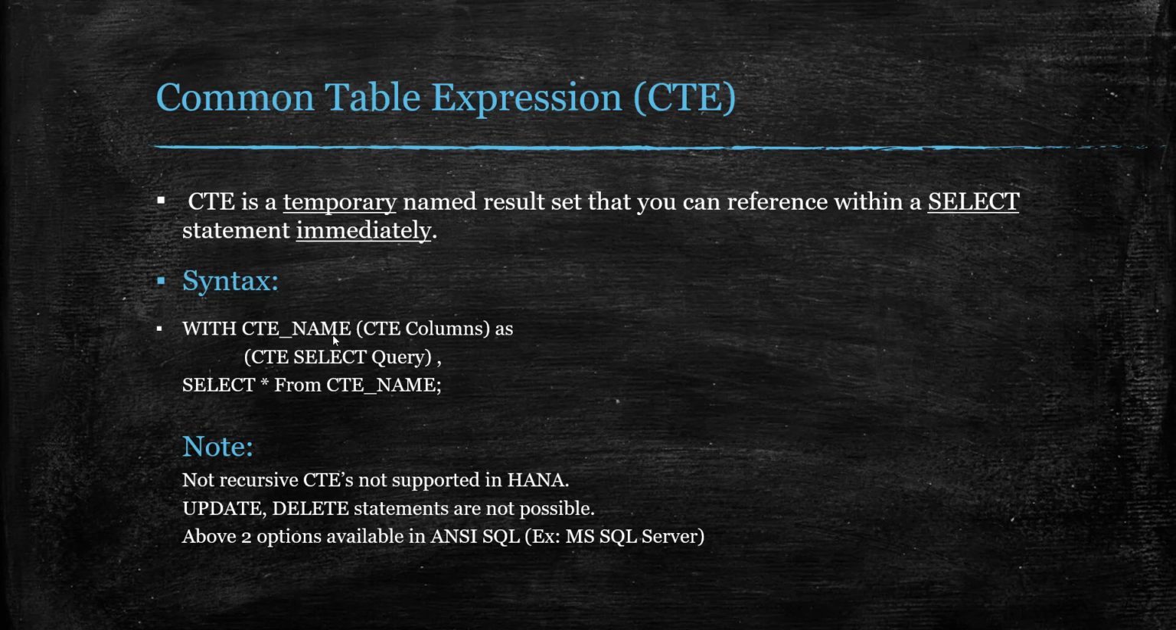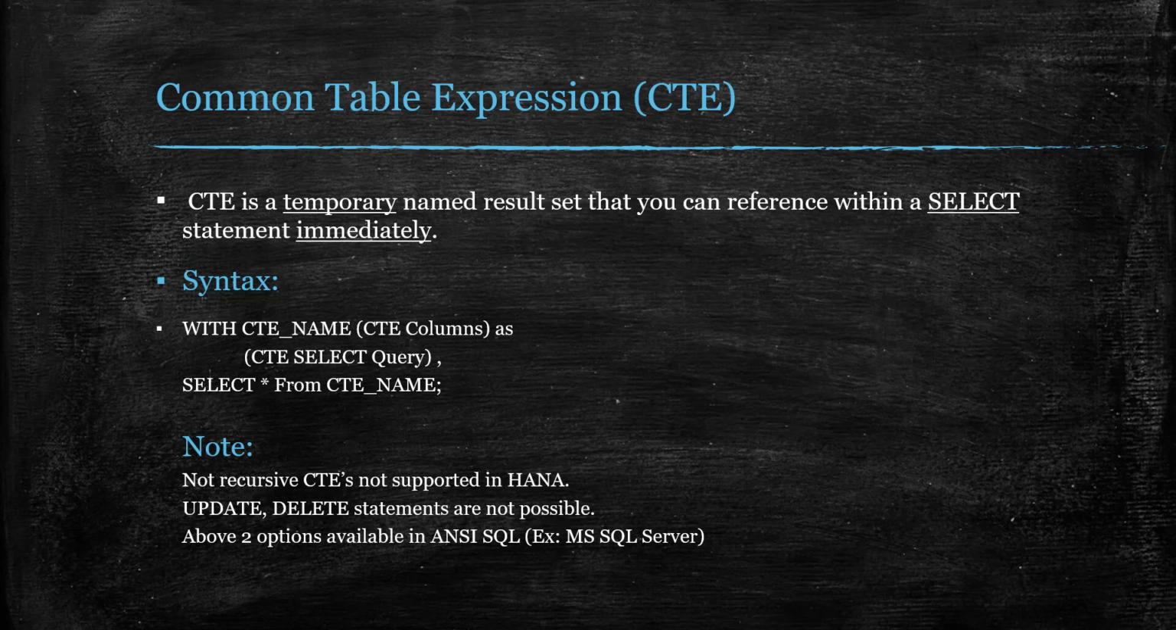On top of that CTE result, you then write select star from the CTE name, whatever you provided here. Once the select statement executes, if you run any other select statement, like one more select star from CTE name, it won't work. Because as soon as you write one select statement on top of the CTE, that's it. The temporary result set is gone. Okay, so that is the meaning of CTE. While writing the code, you will understand better whatever I am saying here.